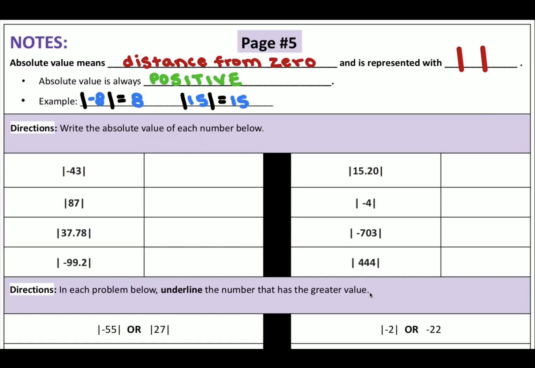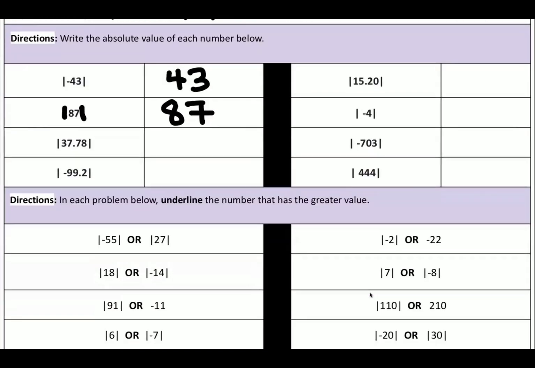So in this section right here, it says write the absolute value of each number. The absolute value of -43, +43. Absolute value of 87, 87. Our answers, whenever we have these lines around our numbers, are positive. Go ahead and complete this first section and the second section on your own, then come back to the video.